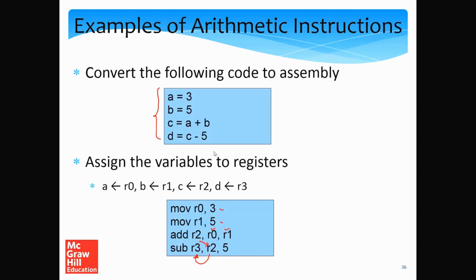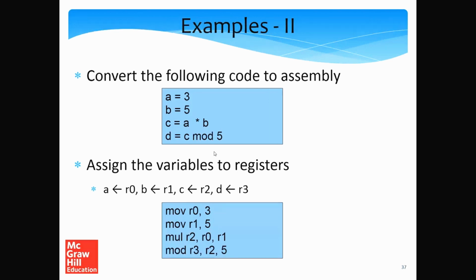So if you go to the website of this book, you will find simple RISC emulators which allow you to write assembly programs, and subsequently the emulator will run the assembly program instruction by instruction and finally print the result. So let's now take a look at one more example. A equals 3, B equals 5, multiply A and B and compute C mod 5.